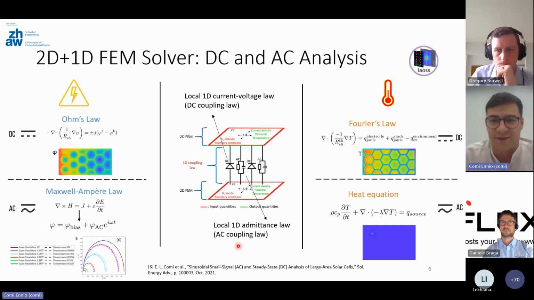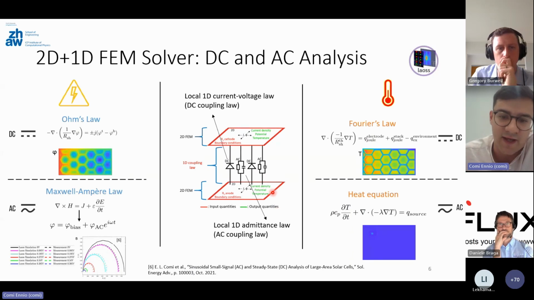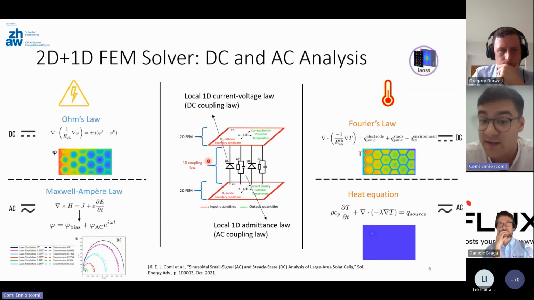But first, I would like to start with a little introduction into LAWs. We have already heard a bit about the electrical and thermal mode of LAWs. LAWs is a 2D plus 1D FEM tool, and it solves 2D equations on 2D top and bottom electrodes, and these electrodes are connected with a vertical 1D coupling law. And this coupling law just describes the stack of the device that we want to simulate, or a defect that we can add, for example.